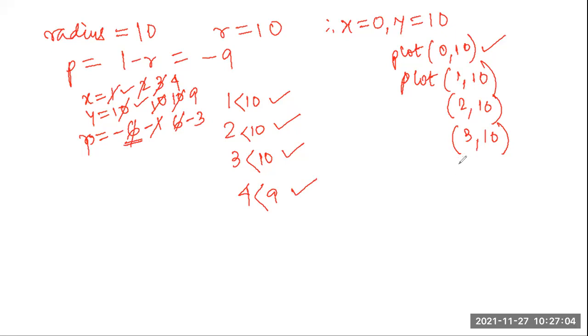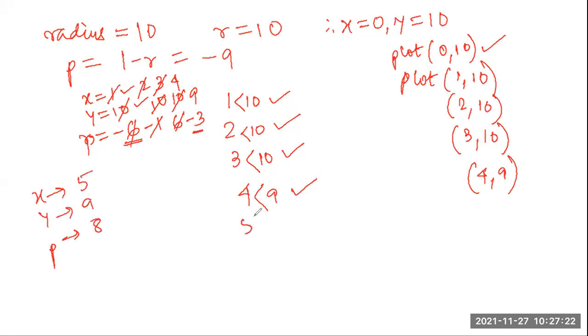Again I will return back. Returning back, we will plot 4 and 9. Fine. Next, again -3. -3 is lesser than 0. That means what will be the values of x, y and p now? 5, 9, 8.